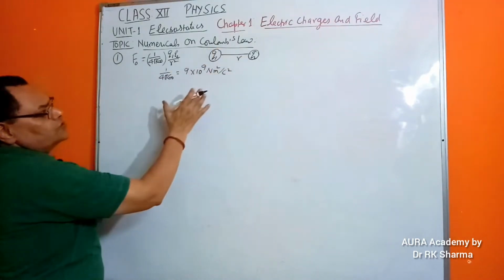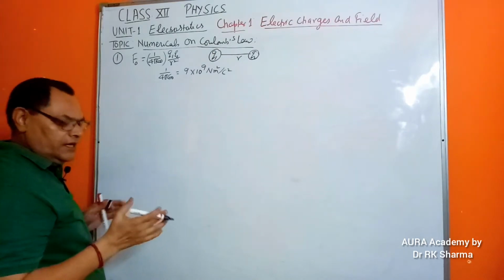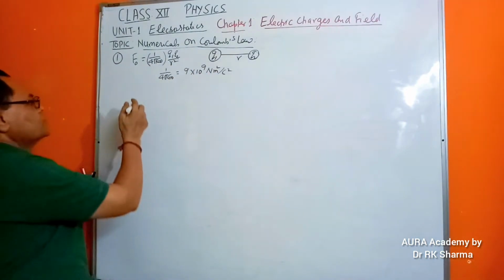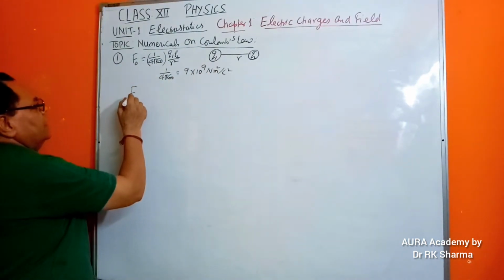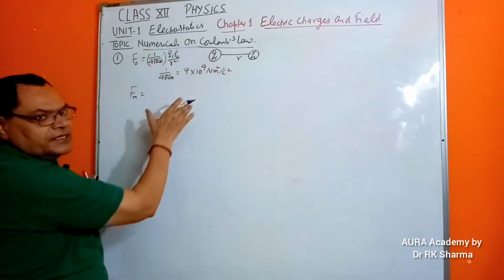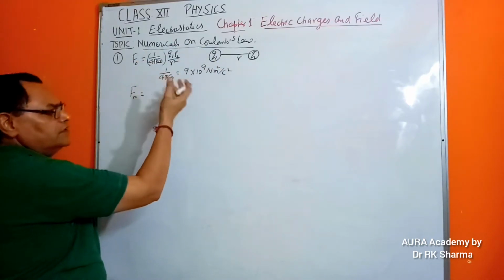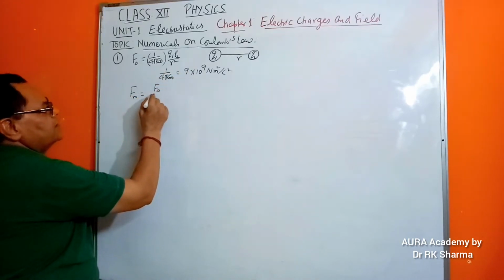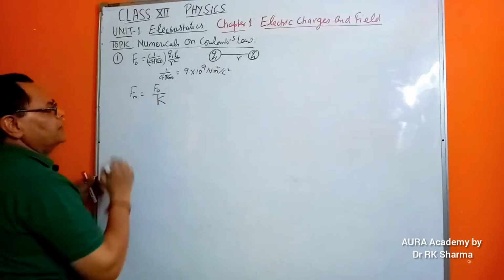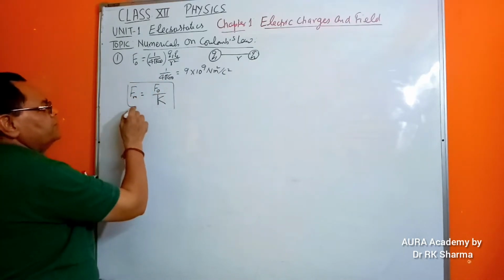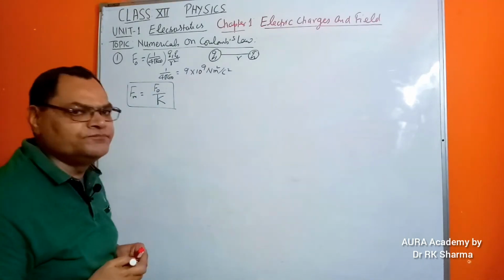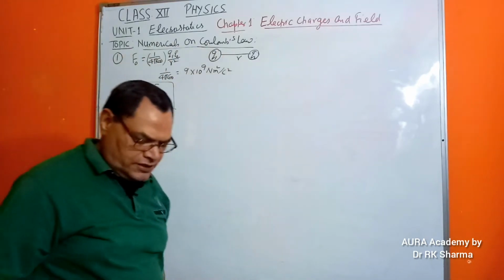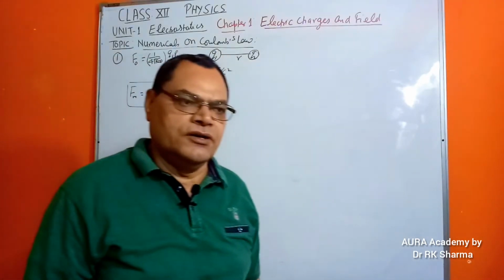Now if these charges are placed in some medium, there will be some dielectric constant of that medium. So we say that it is the force in medium. We derived it in the previous lectures. It is equal to the force in free space upon the dielectric constant K. So it is a simple relationship between the force in medium and the force in free space. Now we should start taking the numerical problems based on Coulomb's law.